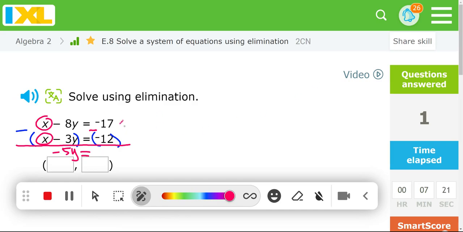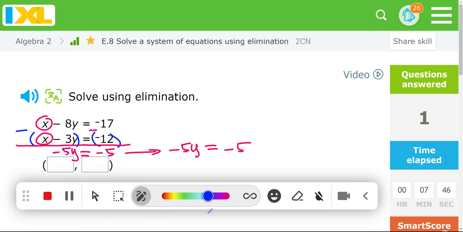Alright? So when you subtract, you need to pay extra attention. And then on the right side, we do the same thing here. Subtract with negative 12 becomes plus 12. So negative 17 plus 12 is negative 5. So you have to pay extra attention when you subtract. So now you come out at negative 5y equals negative 5.